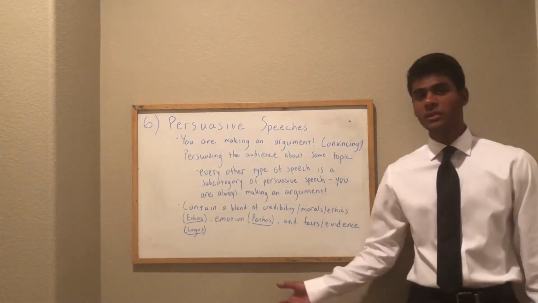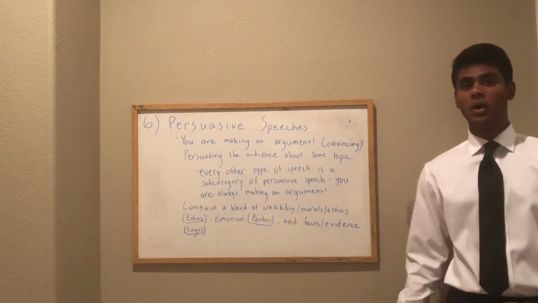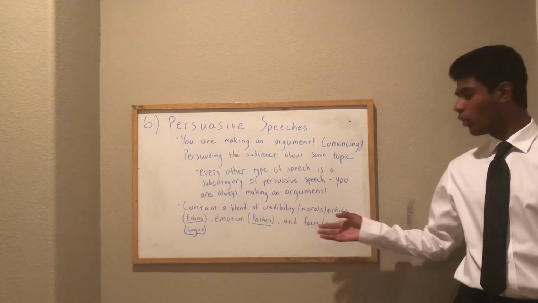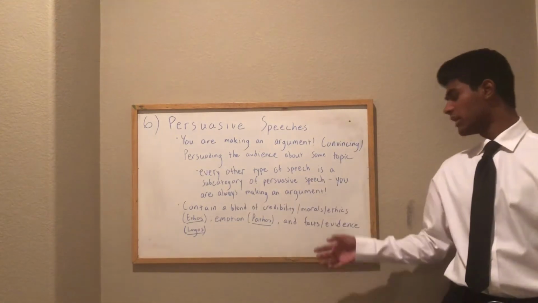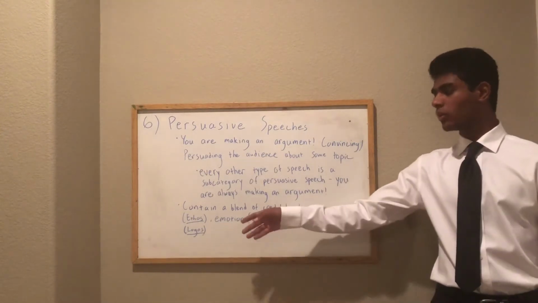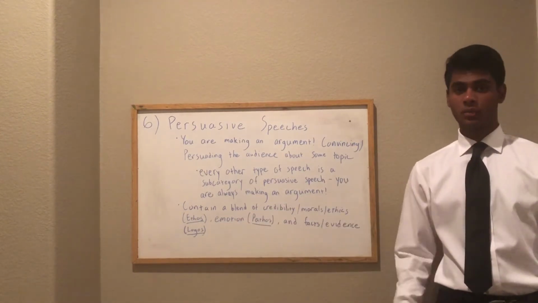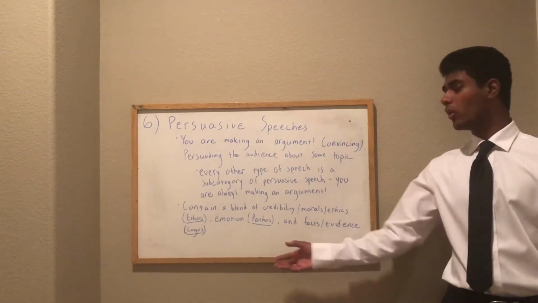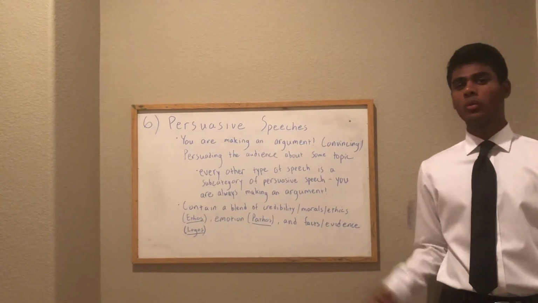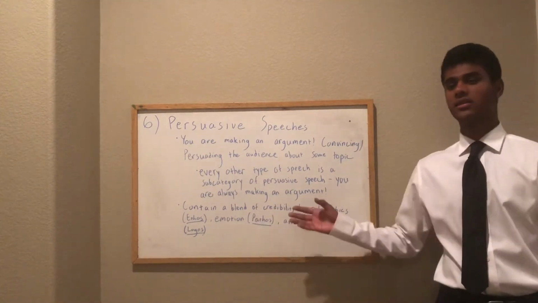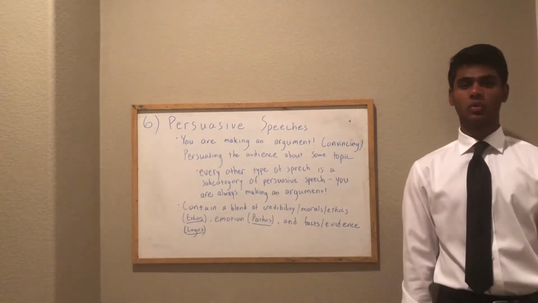Now, persuasive speeches contain a blend of emotions, which is pathos, credibility, morals, and ethics, which is ethos, and facts and evidence, which is logos. Now, those are the Greek words, ethos, pathos, logos, which is also known as the rhetorical triangle. We'll be going into that more in depth, so just remember those little characteristics by, obviously, the English words.